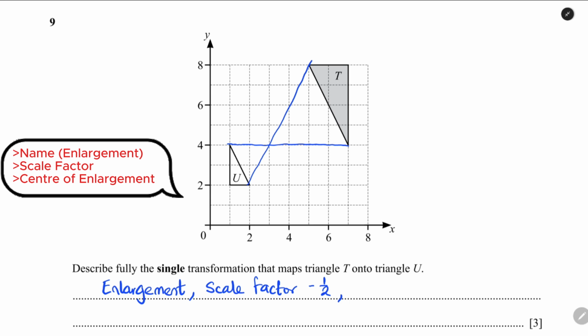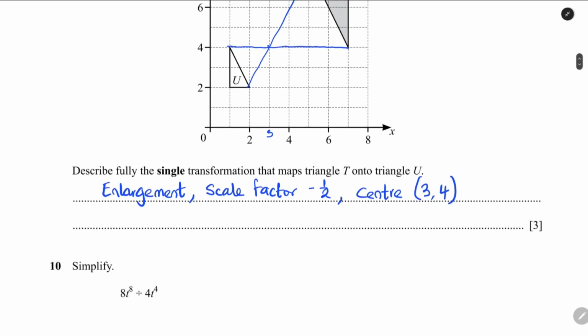Now, notice that when I join the corresponding corners of the shape, the lines joining them, or the rays joining them, intersect here. So that means this is my center of enlargement. The coordinates of my center of enlargement are, here is 3 and that is 4. So the center is (3, 4). I hope you understand this.